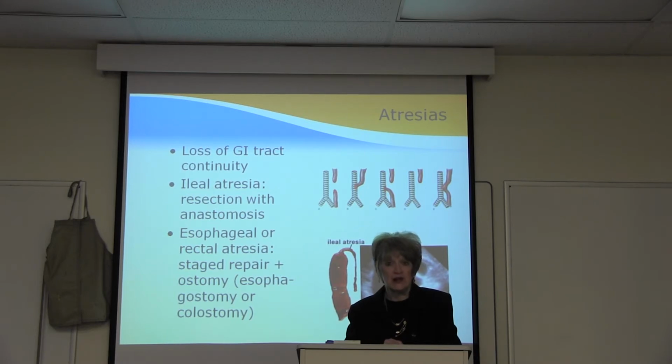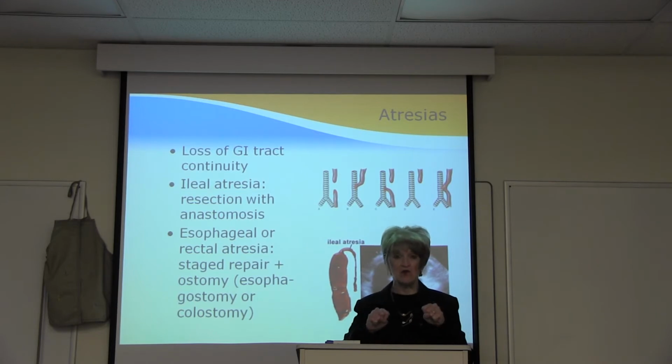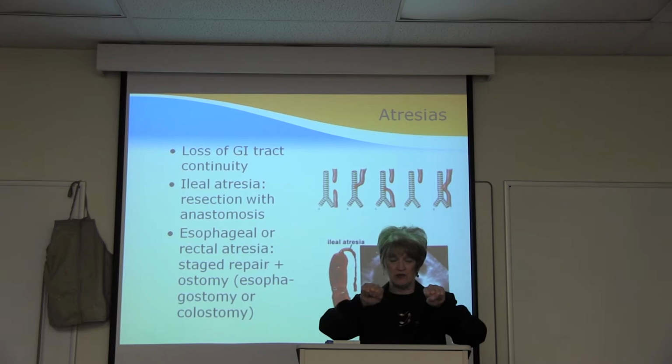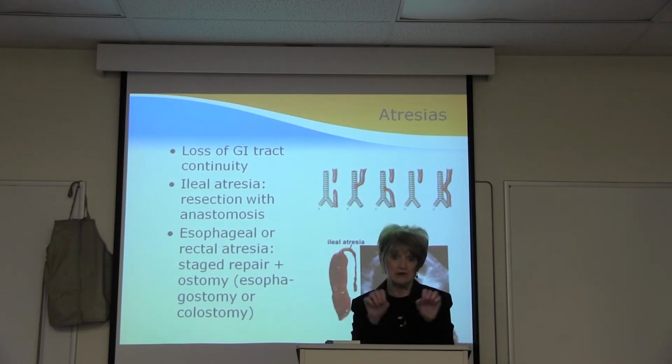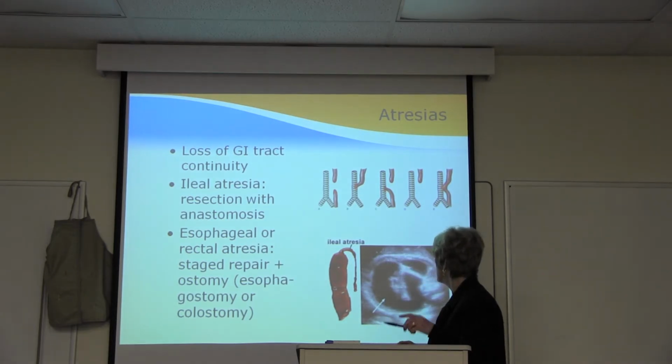But atresia can occur at any point along the length of the GI tract. And it's thought to be due to vascular access in utero, so that as the bowel is forming, one section fails to tubularize, and either you end up with two blind ends, or sometimes you end up with just a non-patent section of bowel in between two sections that are patent. So let me just show you a couple of things here.